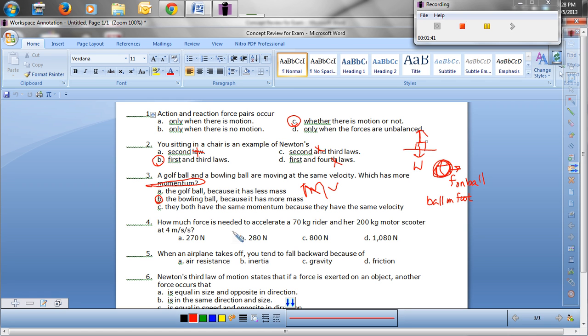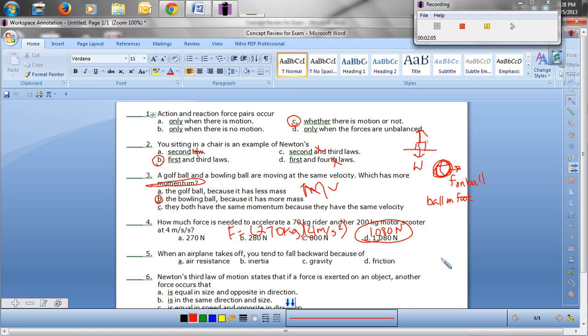How much force is needed to accelerate? So we're looking for F. The mass is 270 kilograms, and we want to accelerate it at 4 meters per second squared. So if I multiply 4 times 270, I'm going to get 1,080. So there's the correct answer.